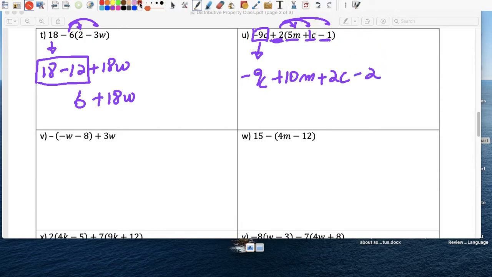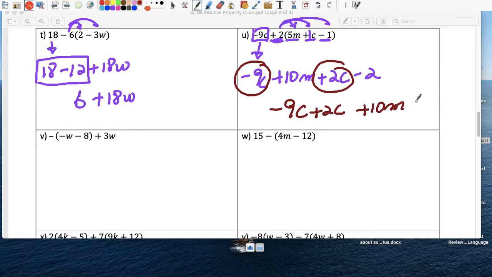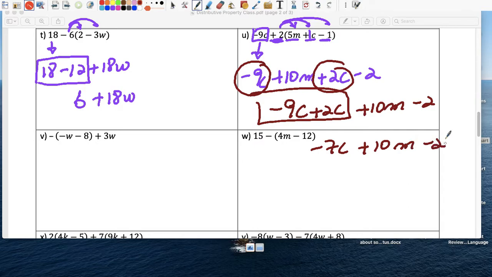Can I combine like terms? Yeah, I can combine this guy with this guy. Negative 9c plus 2c and then plus 10m minus 2. Let's combine these two. Negative 9 and plus 2 is negative 7c plus 10m minus 2.